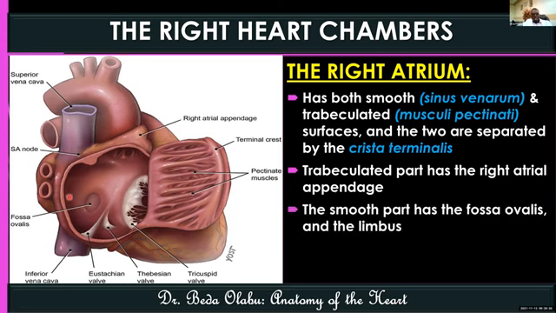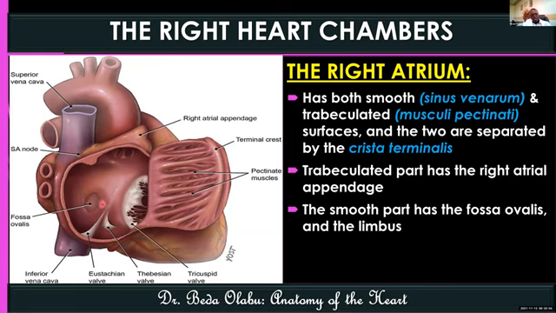The smooth part of the right atrium contains some things that I want to talk about. There's that small depression there, which we call fossa ovalis. It represents the embryonic foramen ovale. In adults, or let me say postnatally, we don't have foramen ovale. Instead, we have fossa ovalis. The upper margin, the upper border of the fossa ovalis is that ridge, which we call the limbus.